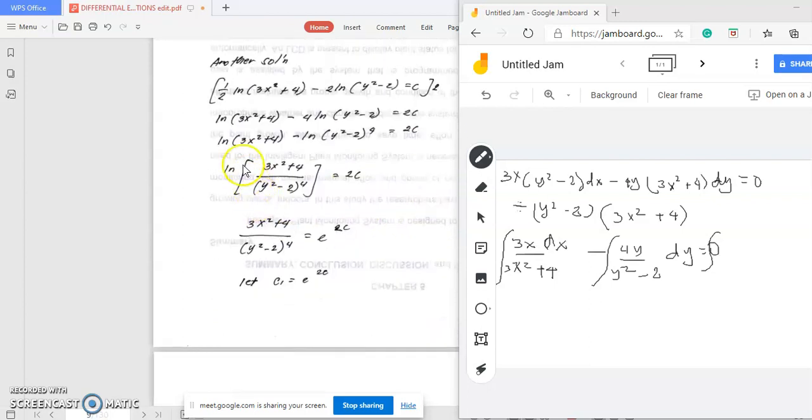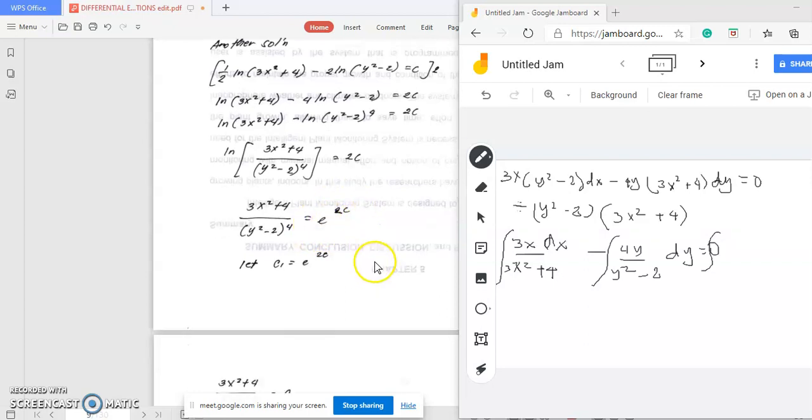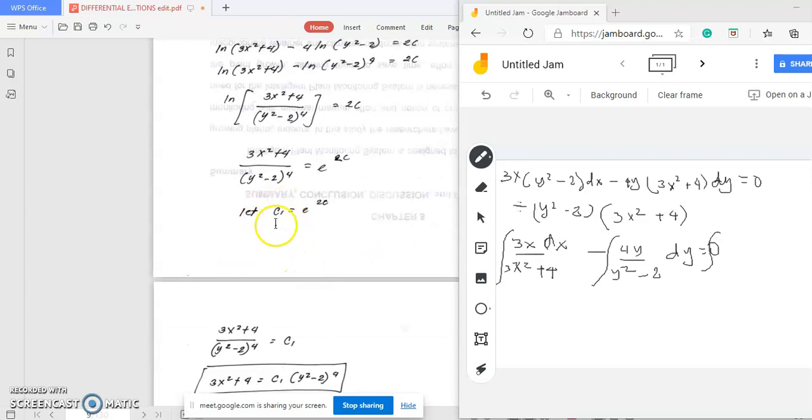So, from that, the same, the positive logarithm will be the numerator and the negative logarithm will be the denominator. So, from that, you transpose the ln to the other side, you have e raised to the power of 2c. You cannot cancel this anymore because you don't have ln. Okay? But, you could write this one as c sub 1 is equal to e to the power of 2c. Why? Because if you could still remember, your 2 is a constant. Your c is still a constant.